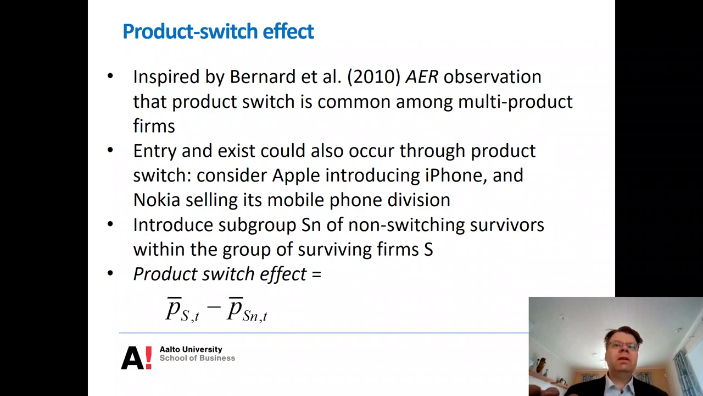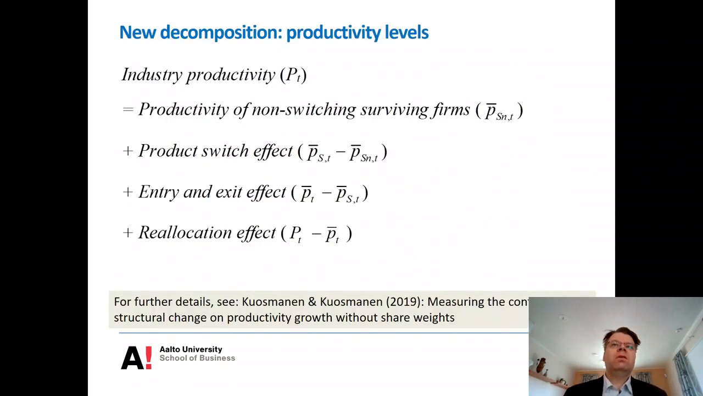So with these three motivating examples, I introduce the following kind of decomposition. This is proposed in a recent paper with Natalia Kuosmanen, and I will include this paper in the reading materials of the course. This decomposition is firstly expressed in terms of levels. Like in Olley and Pakes, the industry level productivity we can break down into components of average productivity of surviving firms, and now we take it as the group of surviving non-switching firms.